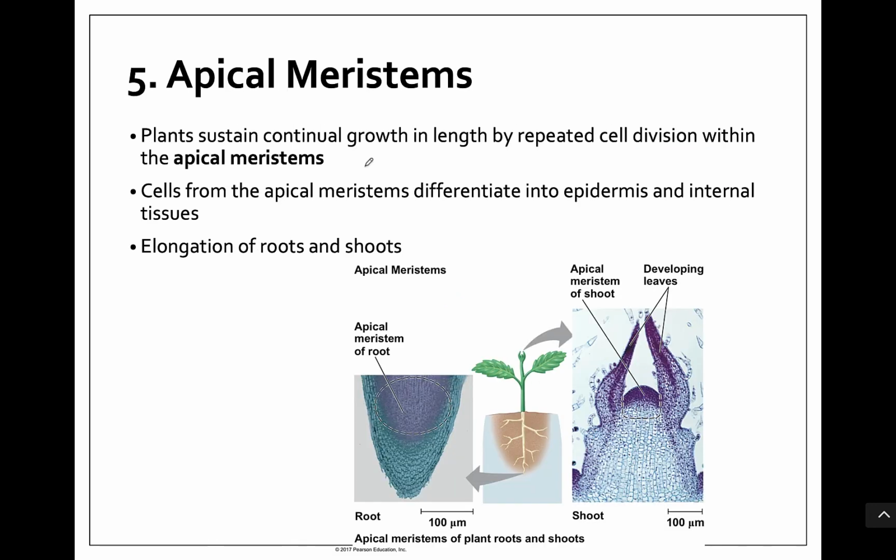So if you think about the resources that plants need to grow, the light and the carbon dioxide are above ground, so they need to grow up, but the water and minerals are in the soil, so they also need to grow down. So apical meristems are an adaptation that allows plants to grow up or down by elongation.